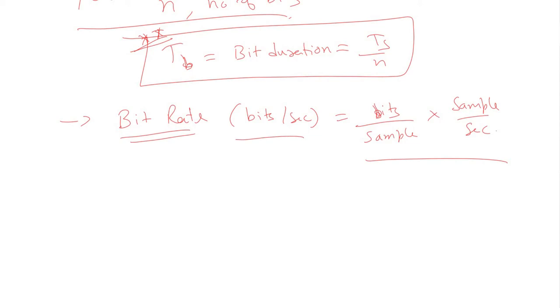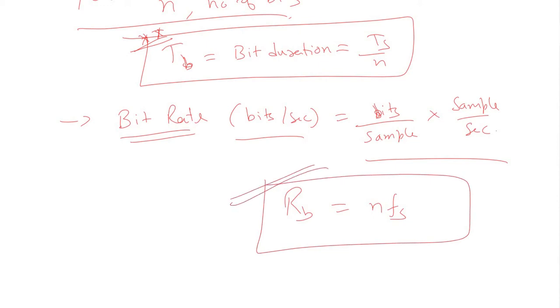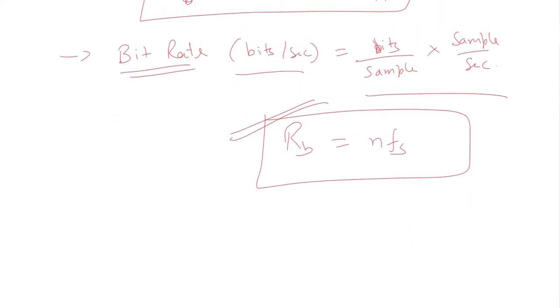So bits per sample is nothing but your n, and samples per second is nothing but your sampling frequency, f_s. So this gives you the relationship between the bit rate and the number of bits per sample and the sampling frequency, or we can say R_B is equal to n by T_s. So this is your bit rate.